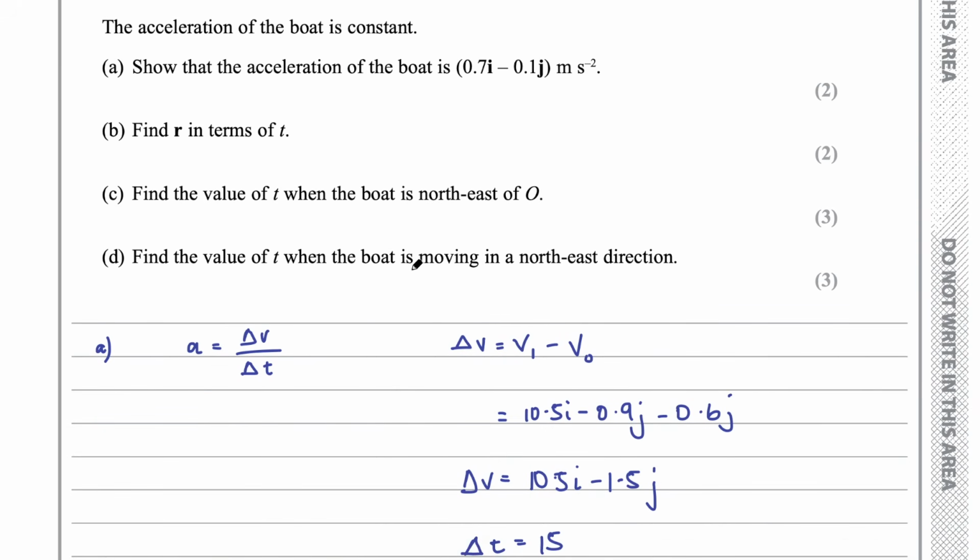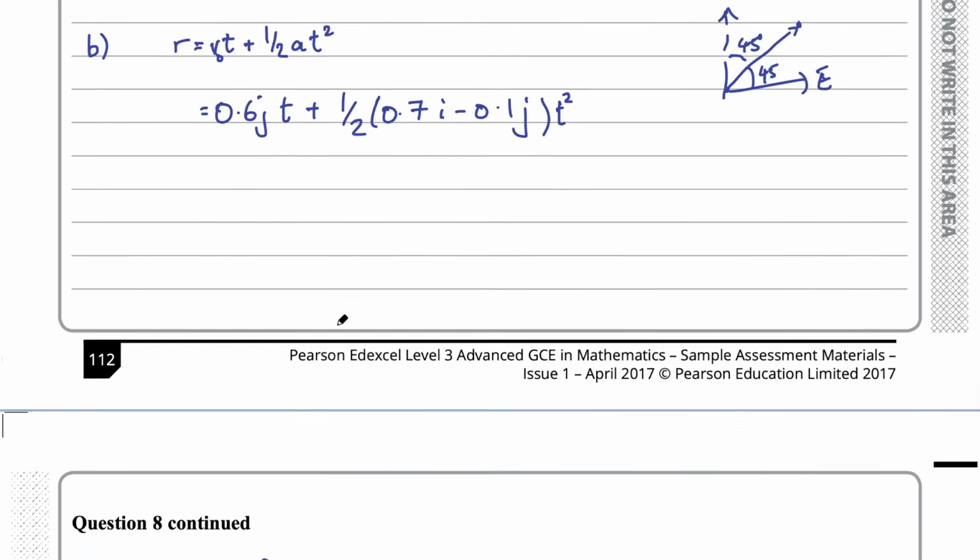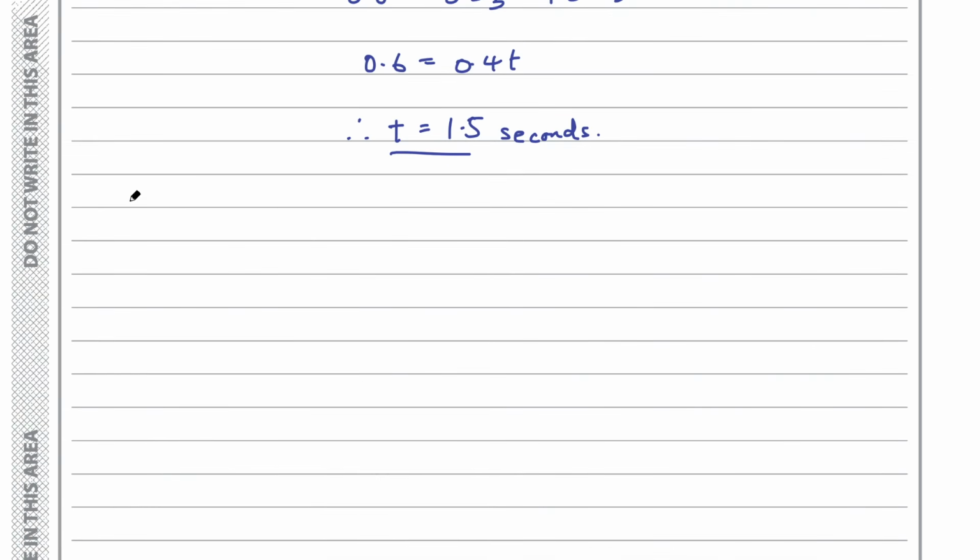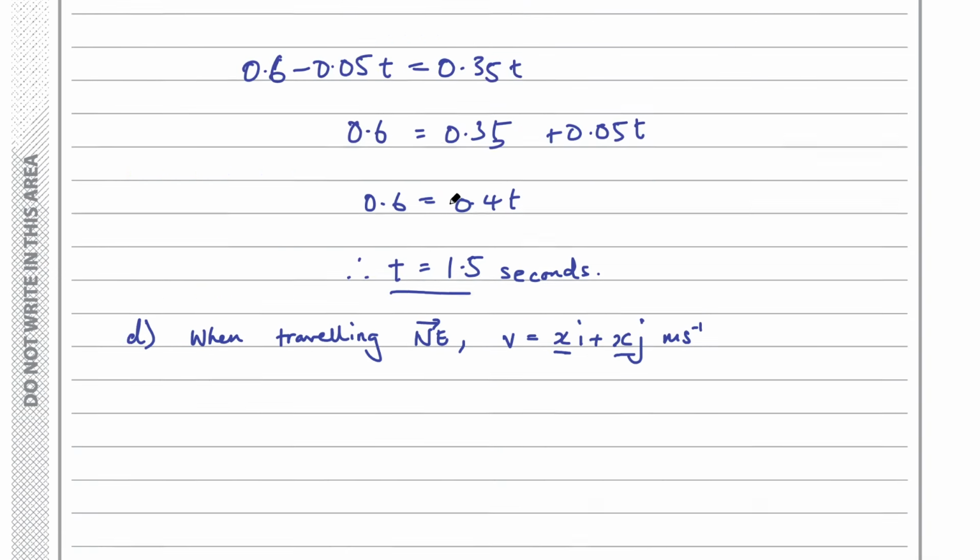Part D says find the value of t when the boat is moving in a northeast direction. All right, so part D, let's start that down here. Now for this one, we can say when traveling in a northeast direction, the magnitudes of the i and j velocity vectors will be equal. Another way of stating that is to say the velocity will equal xi plus xj meters per second. So the magnitudes of these i and j velocity vectors will be the same.